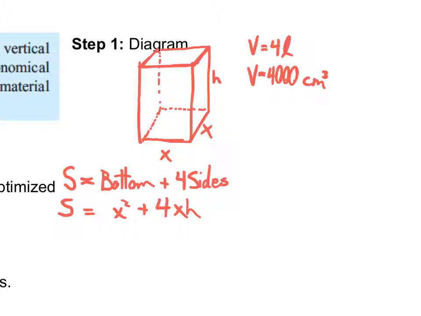What other information are we given? It's 4 liters, okay, so there's volume. How do we calculate volume of a box? X times width times height. Yeah, okay. So we could say 4,000 is length times width times height, x squared h. Okay. So now I have something where I can express h in terms of x. H is 4,000 over x squared.